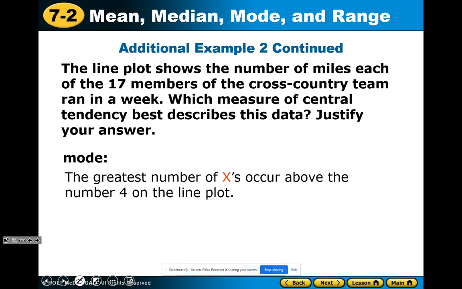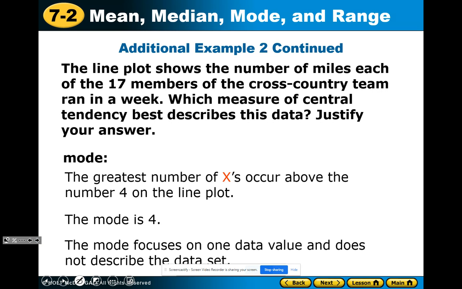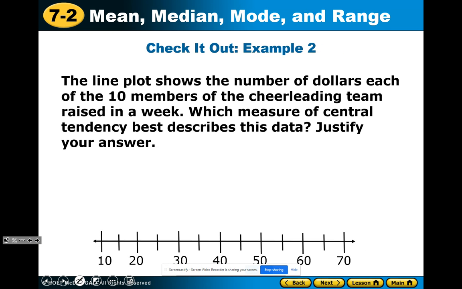The mode was 4. All right. Well, the mode is 4. That is really not close to anything. It describes that lowest end. So now we've got another situation we're coming up to.